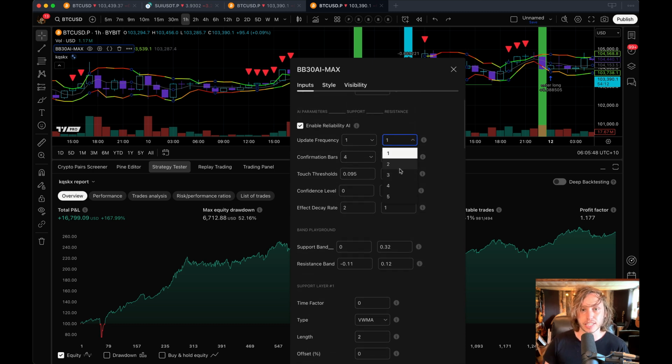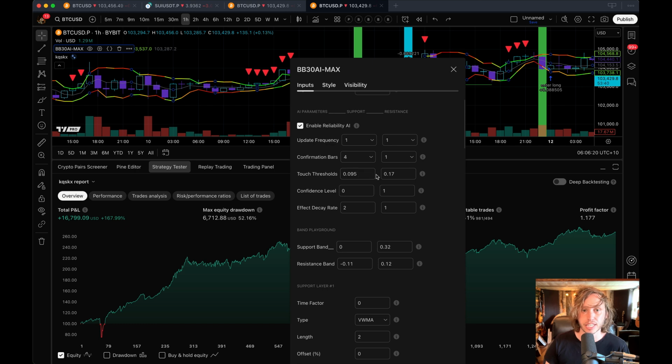I would mess with the resistance and see if I could optimize that a little bit more. The touch threshold is looking at how far away price action is and still consider it a touch. So right now, 0.95, that means price action has to be within 0.95% of the support band to be considered a touch of the bands and be actually changing the effects of what's happening with the bands.